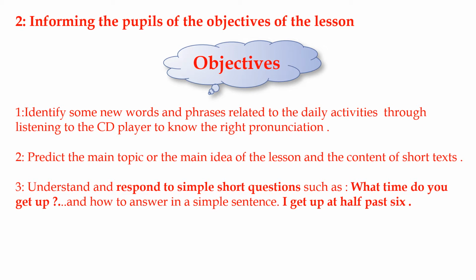Objective number one is to identify some new words and phrases related to the daily activities through listening to the CD player to know the right pronunciation of these words and phrases. Objective number two is to predict the main topic or the main idea of the lesson we are going to read and study and find out some specific information or content of some short text. Objective number three is to understand and respond to simple short questions, such as what time do you get up and how to answer in a simple sentence, like saying I get up at 6:30 and so on.